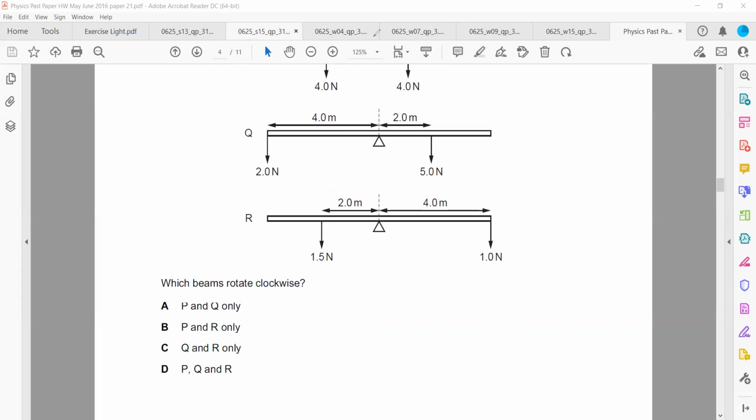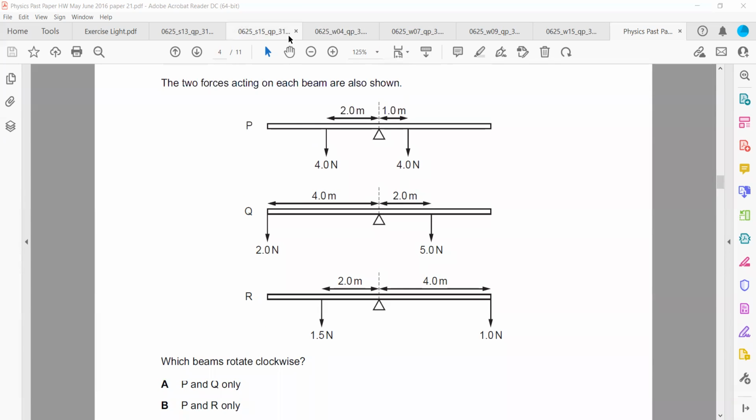Or you can also work out each of the beams. When you work out the clockwise and anti-clockwise moments, this will be 5 multiplied by 2, 10, and this will be 2 multiplied by 4, 8. So clockwise is more, so it will rotate clockwise. This is 1 multiplied by 4, so 4 Newton meter, and 1.5 multiplied by 2, so that is 3 Newton meter. Again, for this beam, clockwise is more, so Q and R will be the right answer.